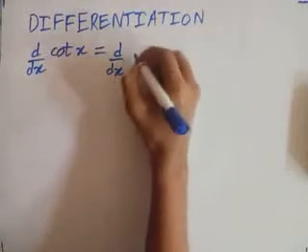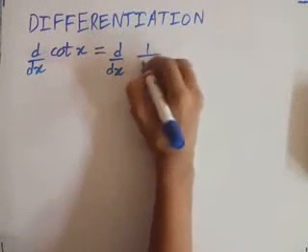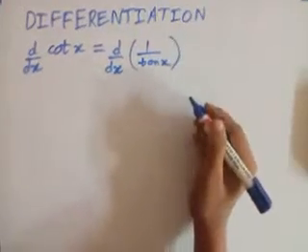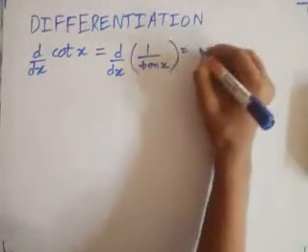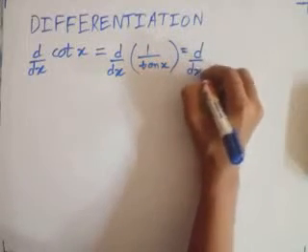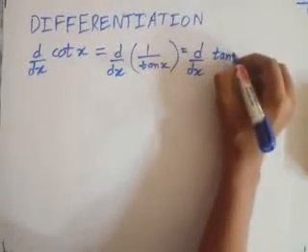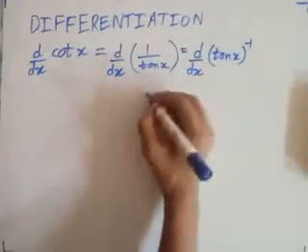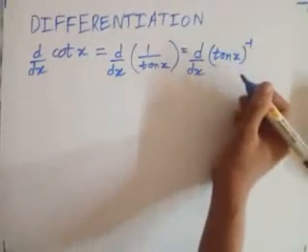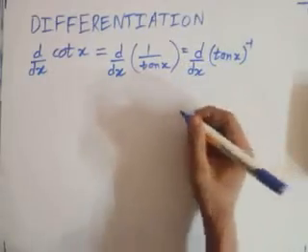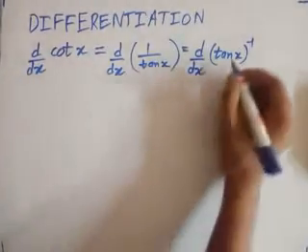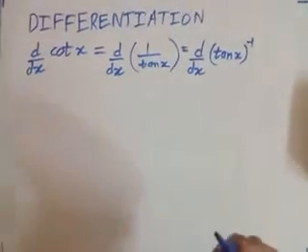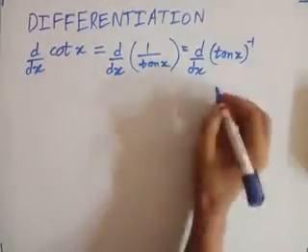So I'm going to write this as 1 upon tan x, and instead of using the quotient rule, I'm going to further rewrite this as the derivative of tan x raised to minus 1. Now don't get confused between tan x raised to minus 1 and tan inverse of x. They are two totally different functions. This simply means 1 upon tan x, because x raised to the power minus 1 is 1 upon x.